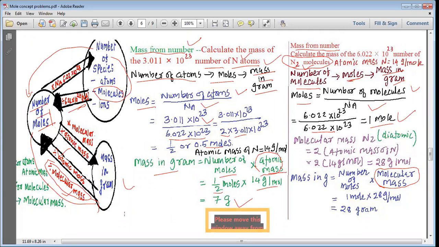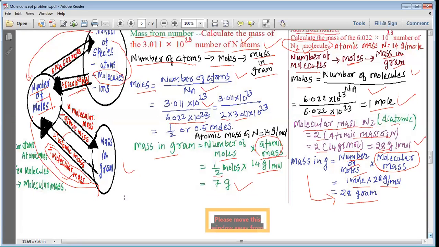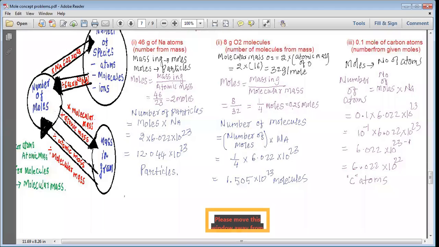For calculating the mass of this 1 mole of nitrogen molecules, first we need to calculate the molecular mass of nitrogen, molecular mass of N2, which is diatomic. Therefore, molecular mass of N2 is equal to 2 into atomic mass of nitrogen, that is 2 into 14, that is 28 gram per mole. Now mass in gram is equal to number of moles multiplied by molecular mass. Number of mole is 1, molecular mass is 28 gram per mole. So the mass in gram is 28 gram. So my dear students, 6.022 into 10 to the power 23 molecules of nitrogen gas weighs 28 gram.